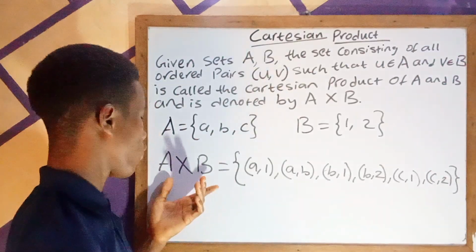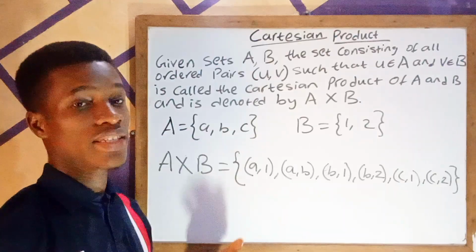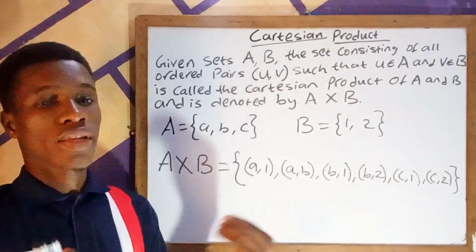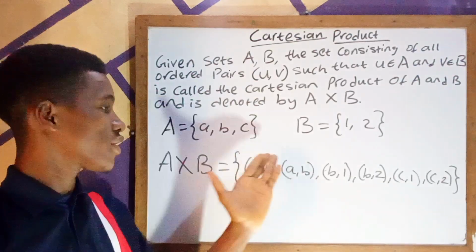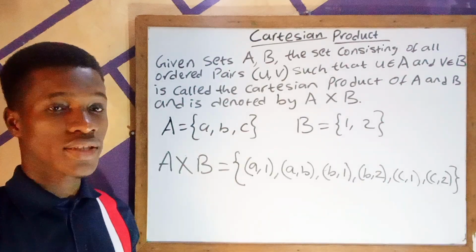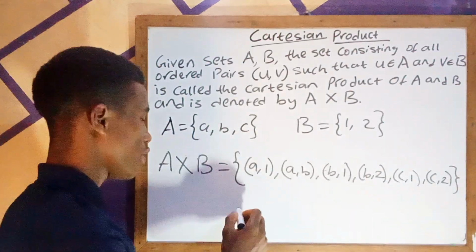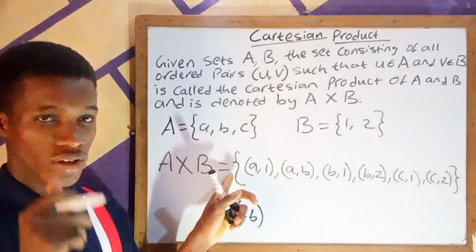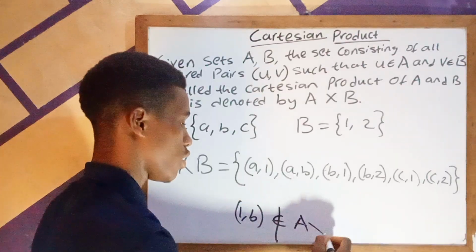So the crossing of A and B will give us a set of 6 ordered pairs. In a test or an exam, a question may be posed giving this set A as this and B as this, asking which of the following is a member of the set. Now if there happens to be an option that says 1 comma b, this is not a member of this. This is not an element of A cross B.